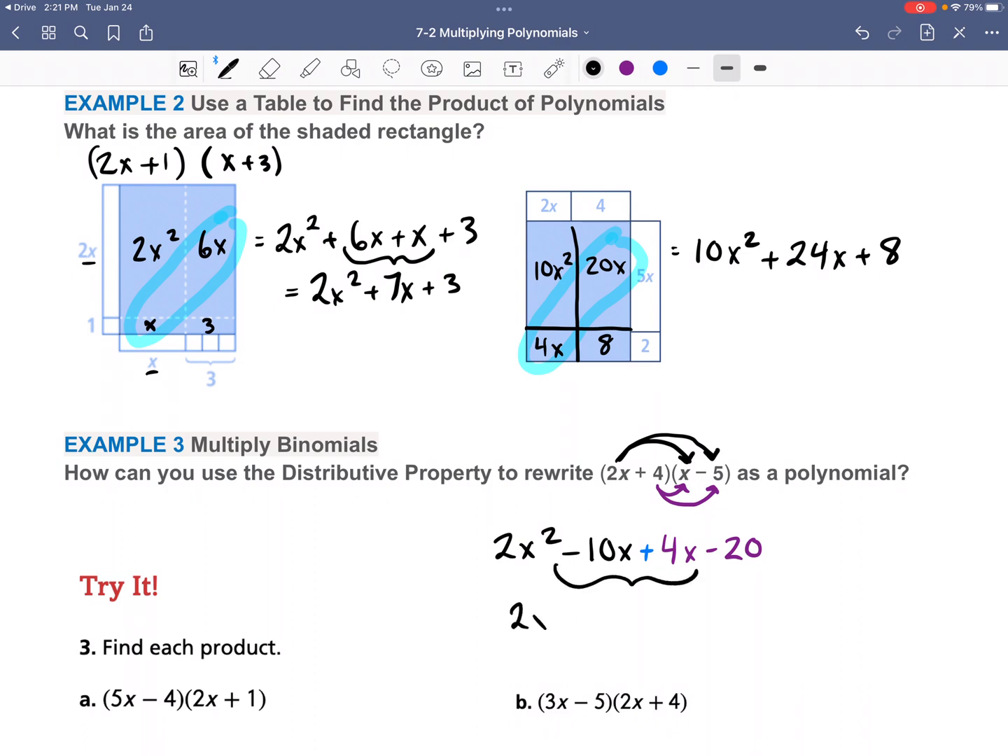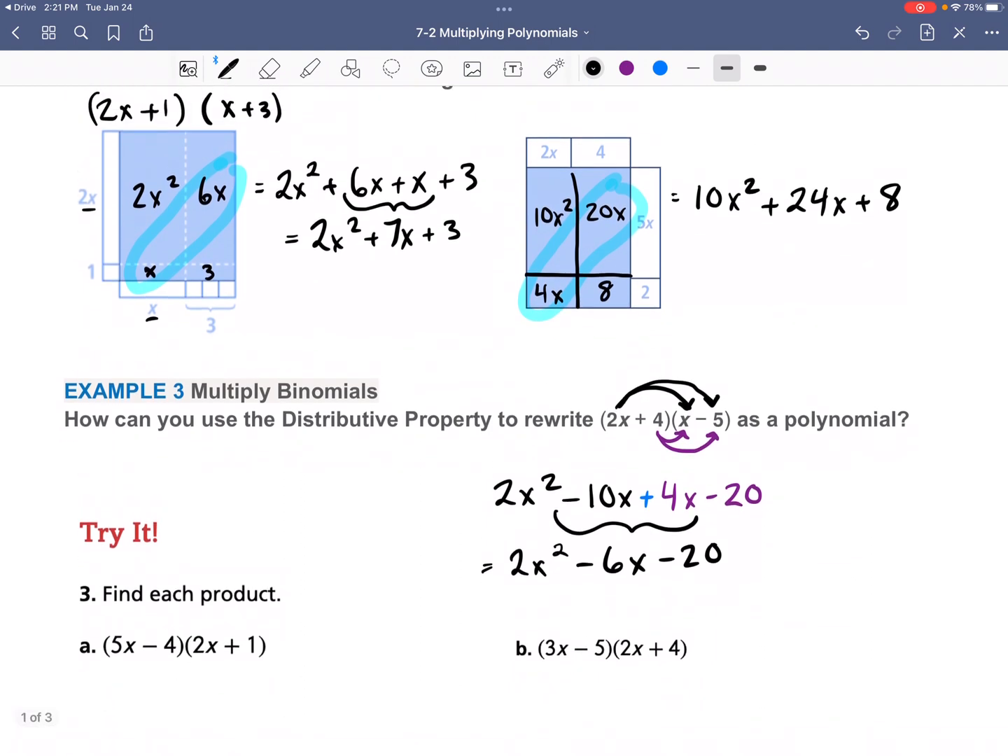So bring down 2x squared. Negative 10x plus 4x is negative 6x, minus 20. And that's how you use the distributive property instead of drawing the boxes like we did above with the tables.